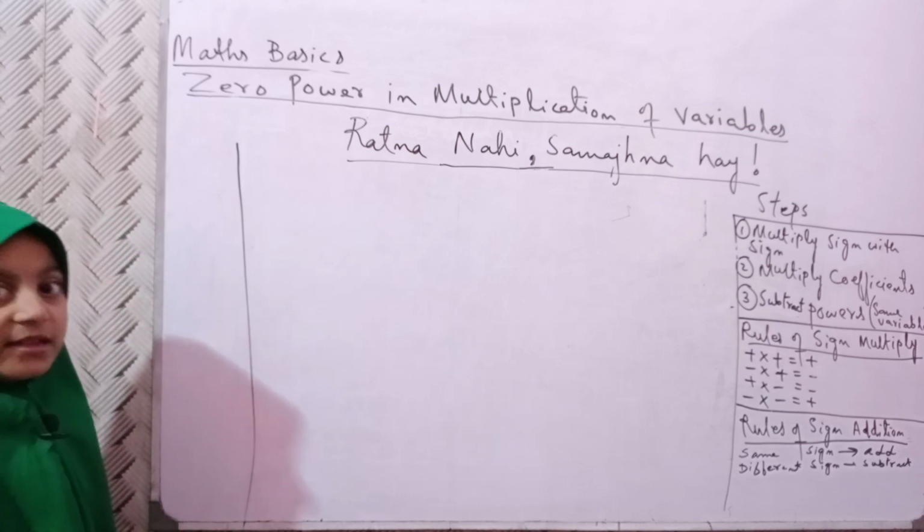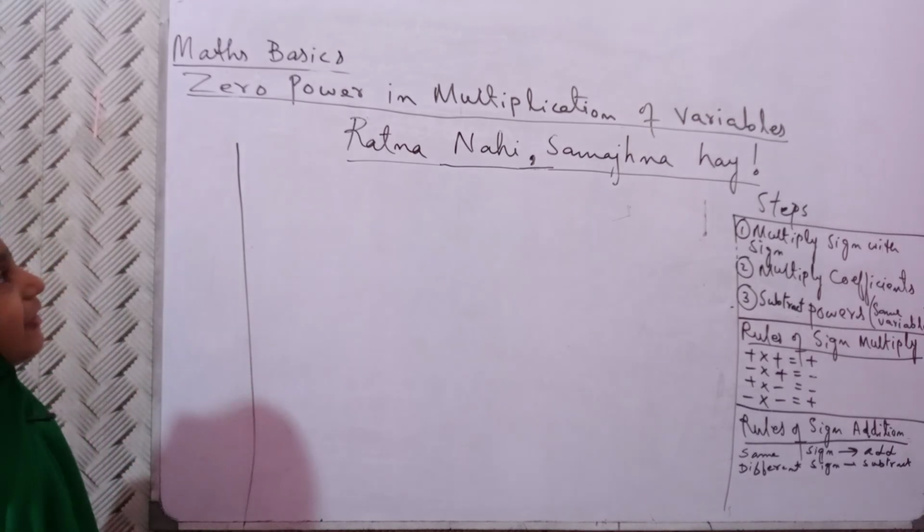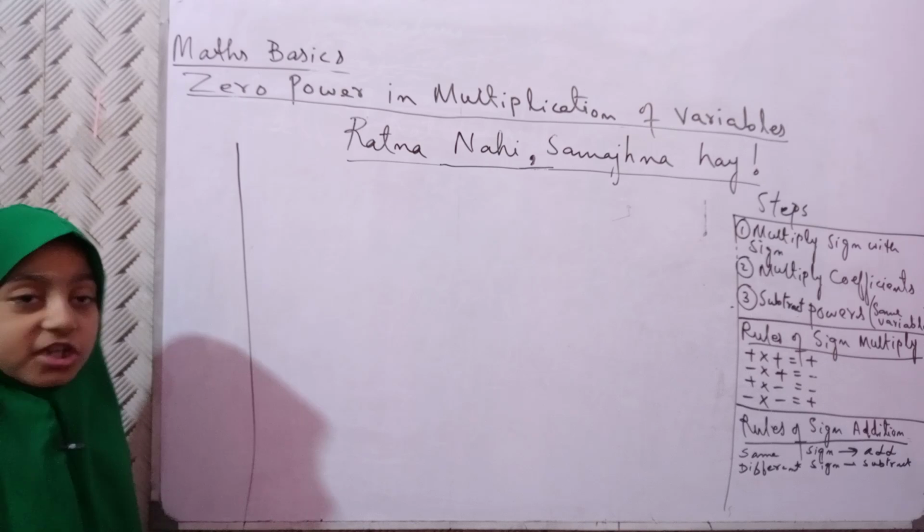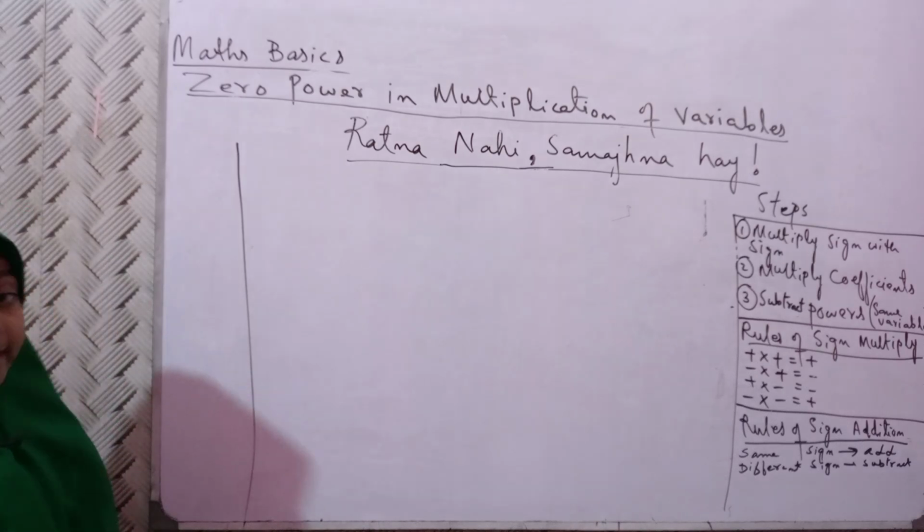Today we'll learn maths basics. In maths basics, we'll see zero power in multiplication of variables. Let's take one example.